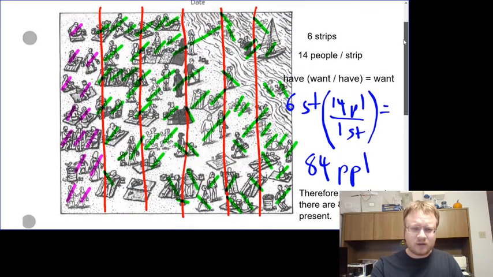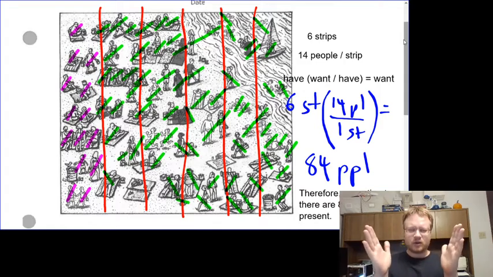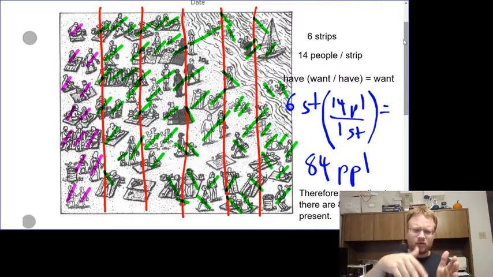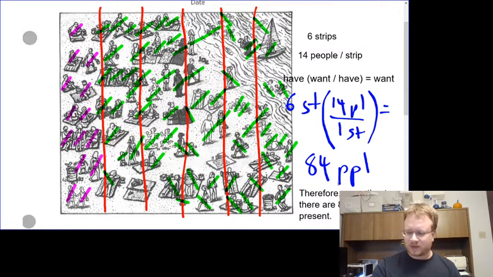So our strategy was to take the entire area we were looking at, cut it into equally sized strips, where each strip had an amount of people that was easily counted. I mean, I could have just cut this in half and had 2 strips, but that's a lot of people to count still. I want something much more reasonable. So cut it into strips that were reasonably easy to count. I counted how many people were in each strip, which gave me my conversion factor, and then I just did another conversion problem. 6 strips times 14 people per strip. Strips cancels out. I'm left with 84 people.